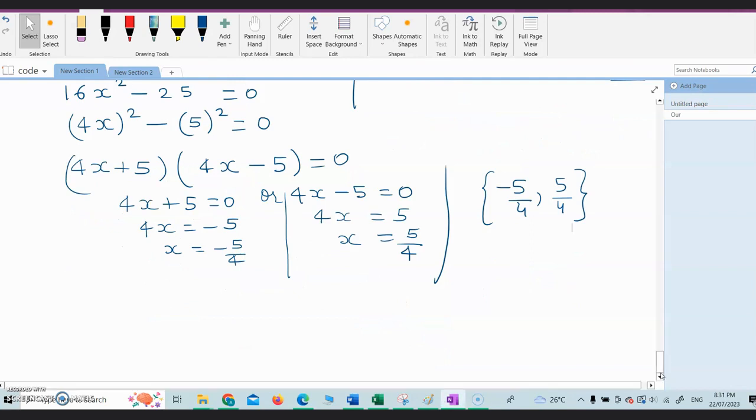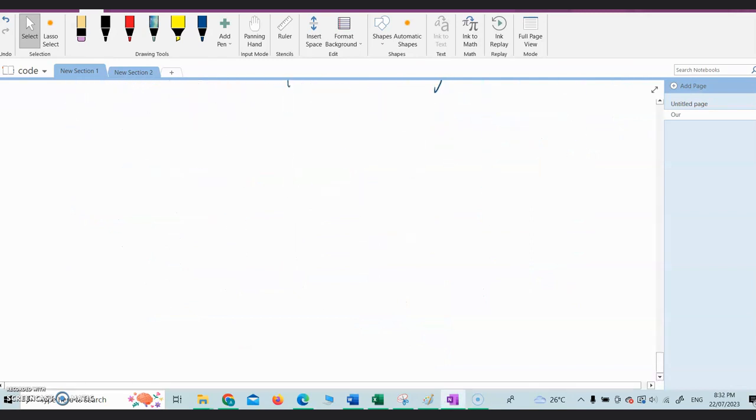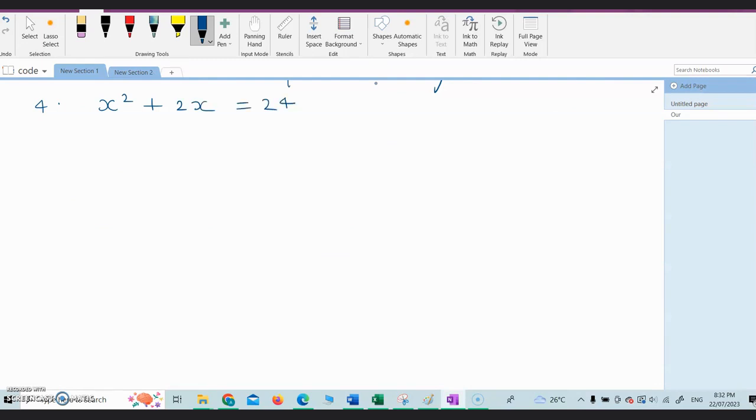Now we will solve the fourth question. So let's write question number 4 first. The question is x square plus 2x is equal to 24. So first I need to take this 24 to the left hand side. So the equation will be x square plus 2x minus 24 is equal to 0.